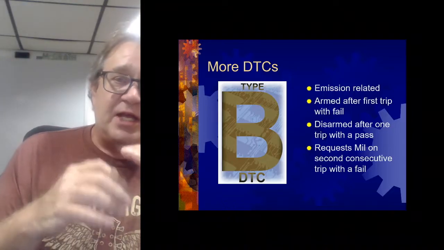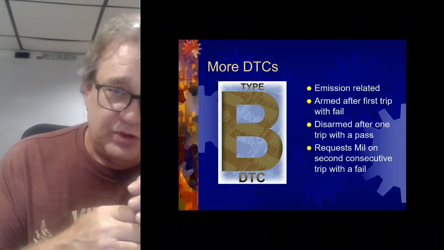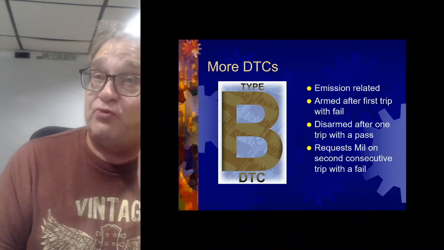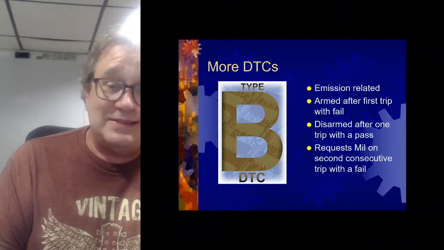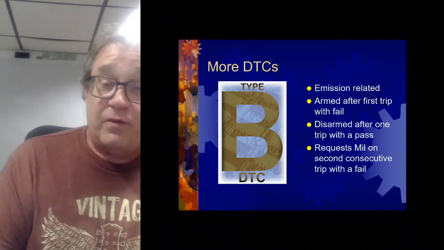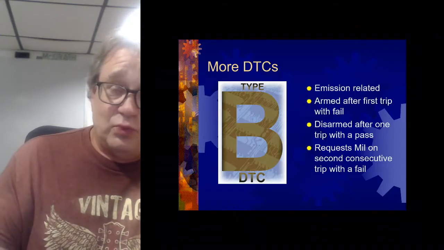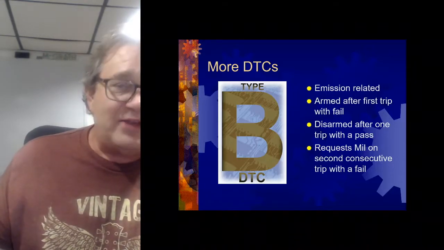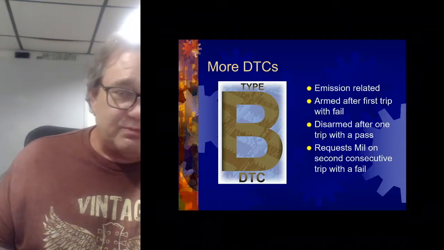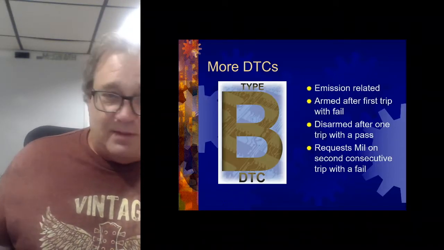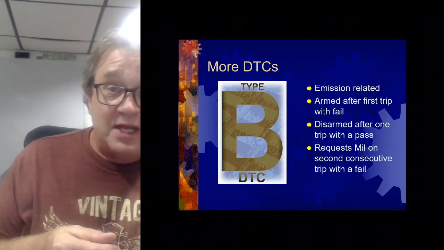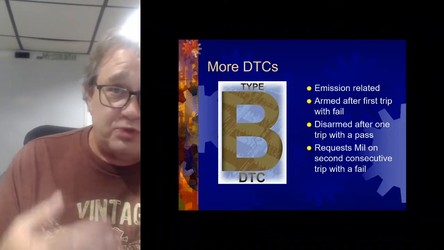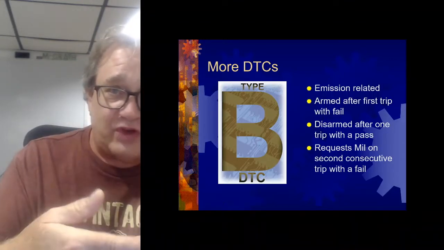This is where we get the pending codes, okay? So we look at pending codes. It hasn't matured into a full code yet, but it's on the list of stuff to watch. Now, we can see these where one trip it fails, and then the next trip it passes, which disarms the code. And then a couple of trips later, it pops up again, but it never matures into a full code. This is where we go check the pending code file.